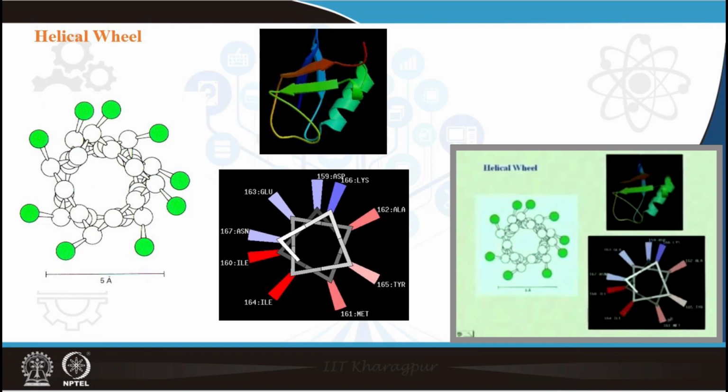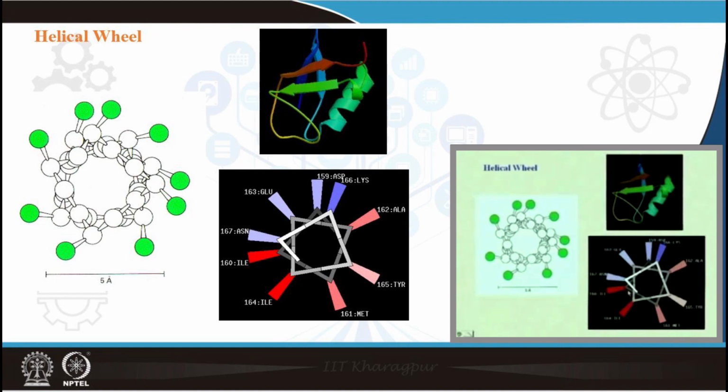What about the ones here? Isoleucine, methionine, tyrosine to some extent, and alanine. What are all these? They are all mostly hydrophobic in nature. So if I just give you a picture of the helical wheel that is here, you can straight away tell me which part is going to face the solvent.